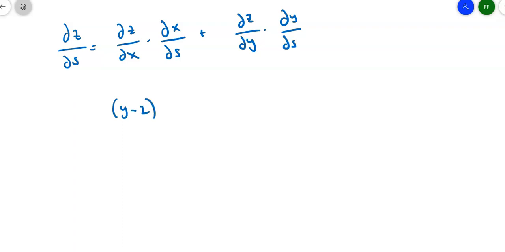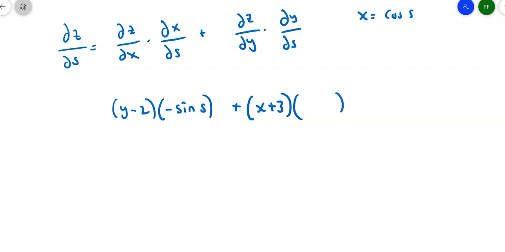This time now we have to derive x with respect to s. Well, this time we were told that x is the cosine of s, so if I derive that, now I actually do get something. I end up with the negative sine of s. Right. Again, the derivative of z with respect to y is the same as it was in the last step. It's x plus 3. And this time, if I take y equals sine of t, and I derive that with respect to s, I just get 0. So this gives me y minus 2 times the negative sine of s.